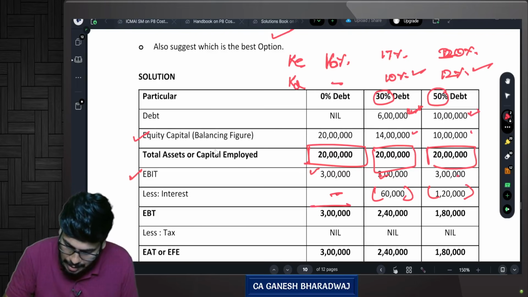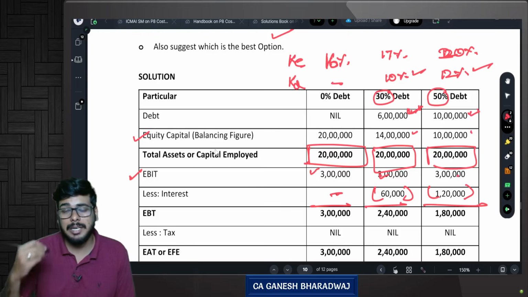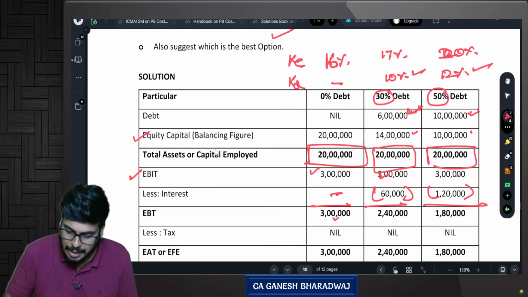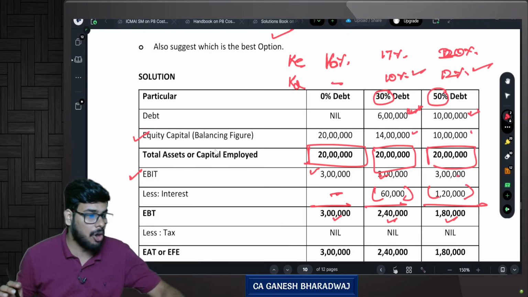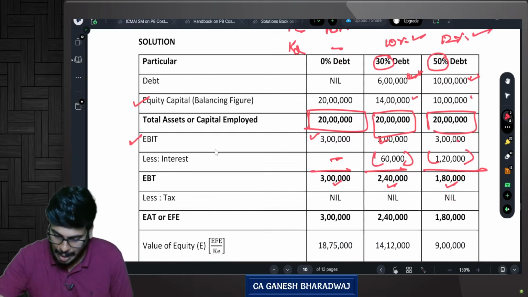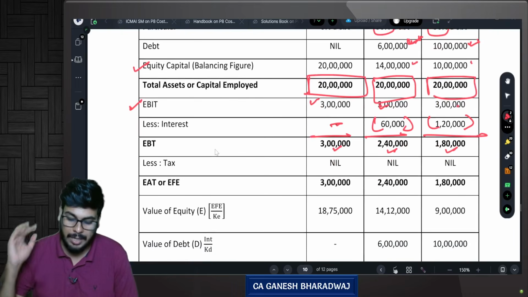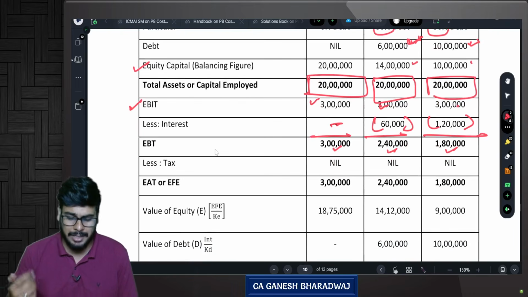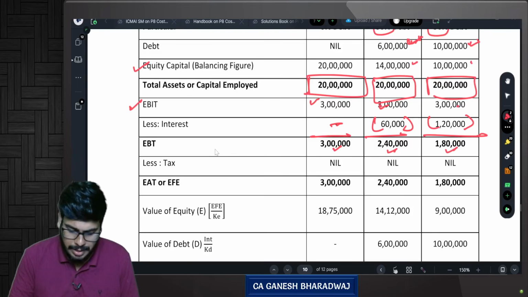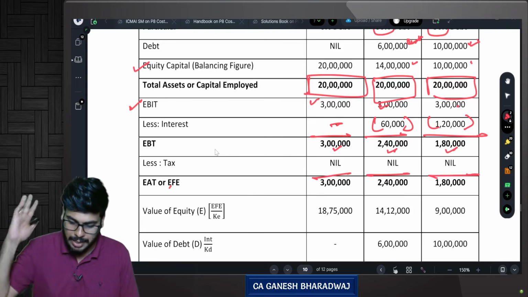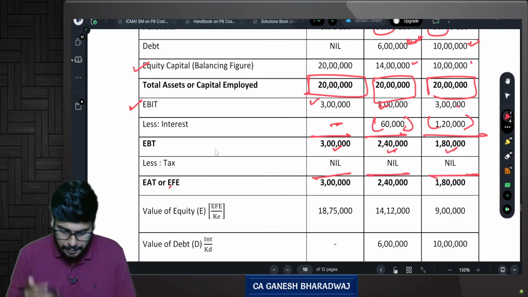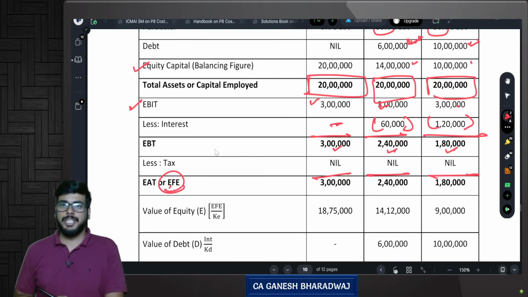So EBIT minus interest gives you what? EBT. 3 lakhs, 2 lakh 40,000 and 1,80,000. Are you clear with this? We got all these figures with us. Now just see what happens. Now minus tax. In this question, is there any tax? No. Nil. So you get what? Earnings after tax, or you can also call this earnings available to equity shareholders. 3 lakh, 2 lakh 40,000 and 1,80,000. Now this is the earnings available to equity shareholders.